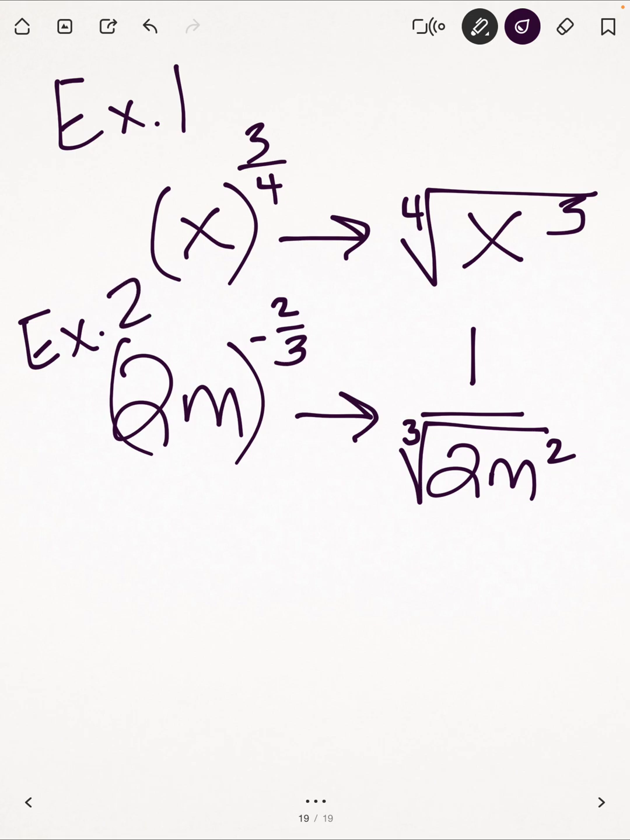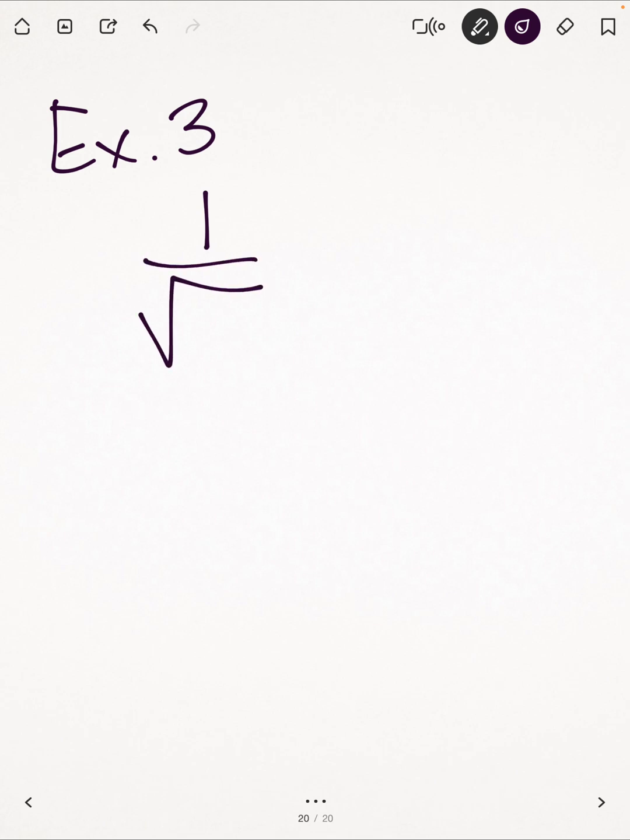All right, so now let's go in reverse. We'll go to example number 3, and we'll start off with a radical form, and we'll change it into a rational form. So we're going to start with 1 over this. We've got a radical sign, and we're going to have 5g, with the 4th root, and our exponent is going to be a 5.